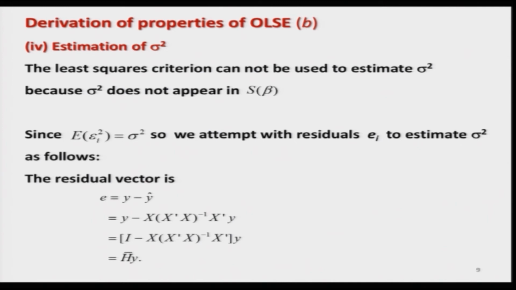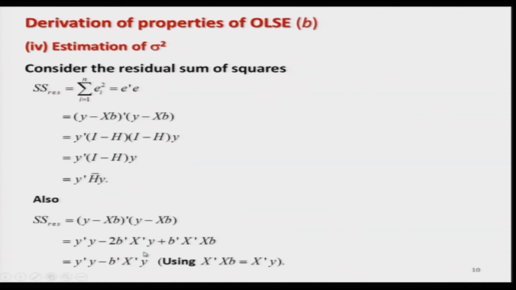Now we attempt it, because we know that the expected value of epsilon i square is sigma square for all i. So, I can use the residuals to estimate the variance sigma square. If you remember, we had obtained the residual y minus y hat, where y hat is equal to H y. I use the same concept that I developed in the case of the simple linear regression model. I consider the term SS res, the sum of squares due to residuals.